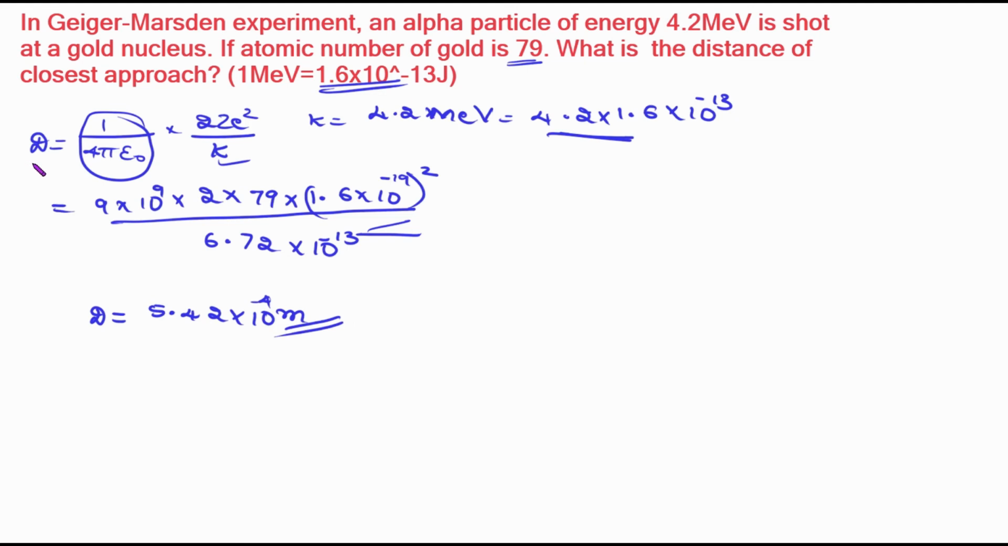You need to remember this formula. The formula for the distance of closest approach is d is equal to 1 divided by 4 pi epsilon naught, 2 Ze square by K. All the values are known. Here K is expressed in terms of mega electron volt. You need to just convert it into joules before you substitute the value over here. Upon solving, you will get the value of d as equal to 5.42 into 10 to the power of minus 14 meter.